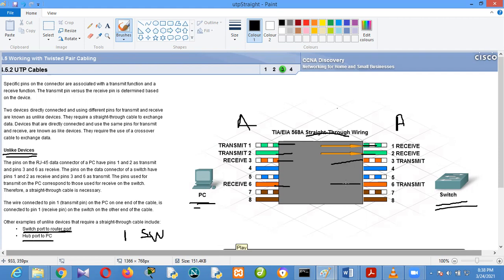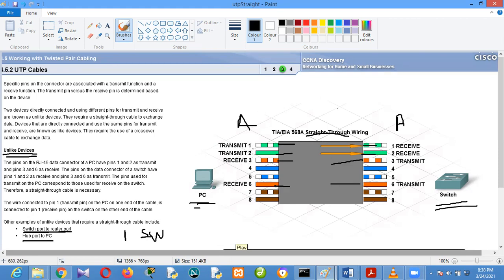So every transmission and reception is done in orange and green. They are the data cables. The other cables are reserved. I'll talk more about that later. They are reserved for PoE technology, and I will explain things about that.